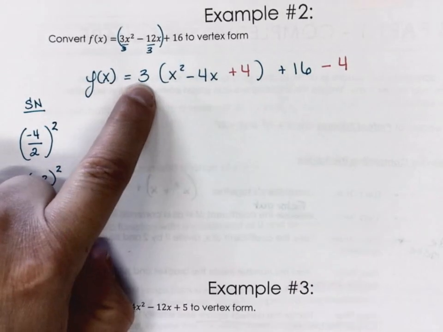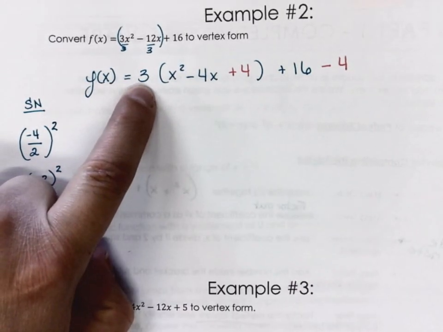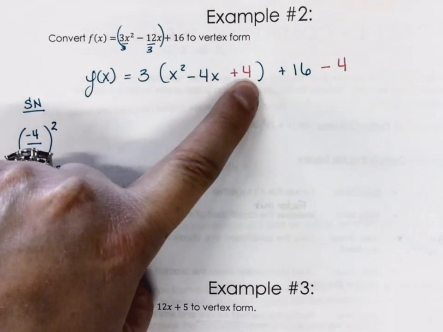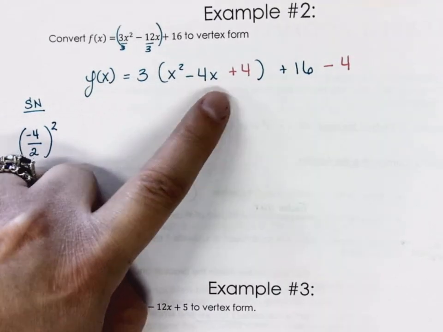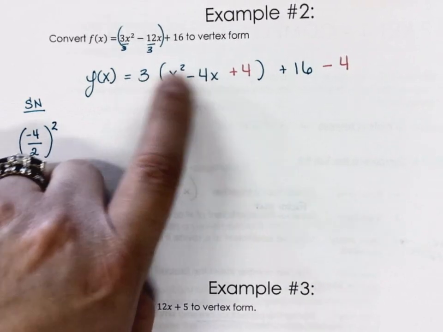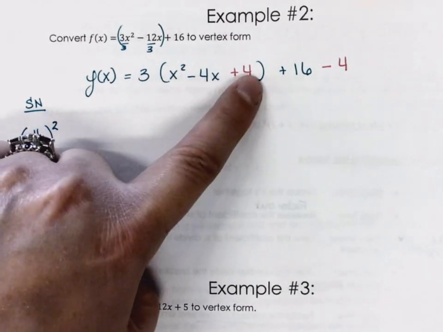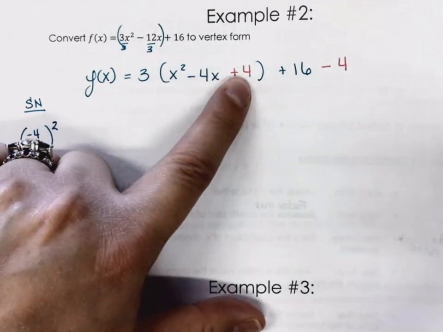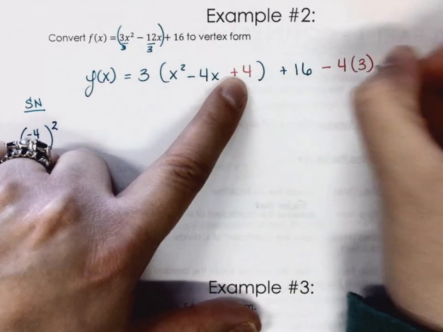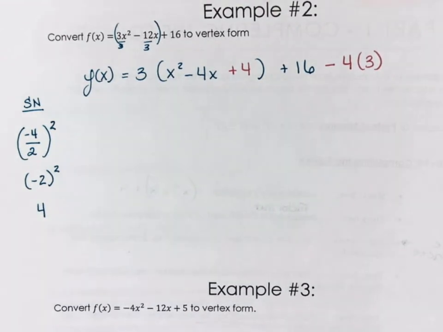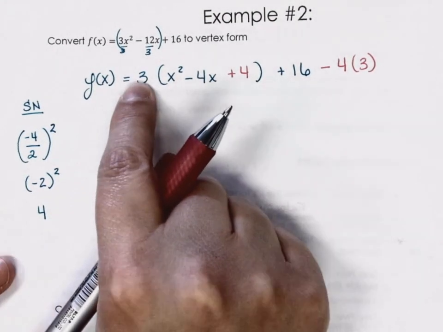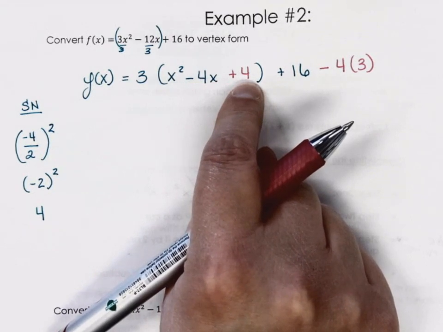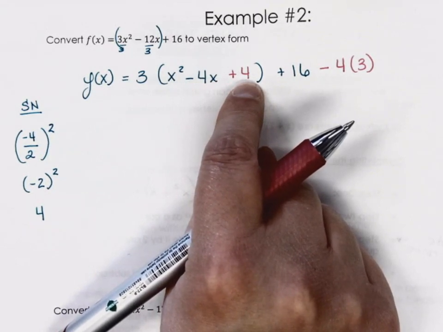What does this 3 out front mean? It's a coefficient, but what does it mean I'm doing to all these terms? Times them by 3, I'm multiplying them by 3. So really, what is this number if I times it by 3? 12. So if this one's times by 3, that one also has to be times by 3, because you just told me that 3 times 4 gives me 12. If I add 12, what number do I have to take away? 12, because I can't change the value of it.